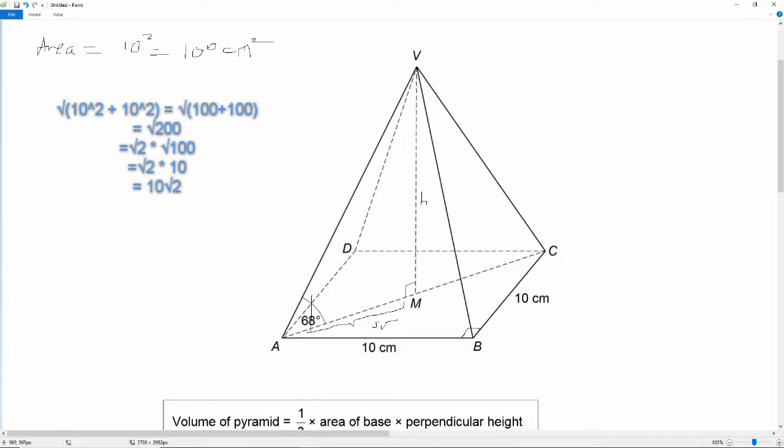And if you didn't know that, you can use Pythagoras' theorem, and you can say that 10 squared plus 10 squared is 100 plus 100, which is 200. The square root of 200 is the square root of 2 times the square root of 100, which is 10 times root 2. And then you just halve 10 root 2 to get 5 root 2. So AM is 5 root 2.